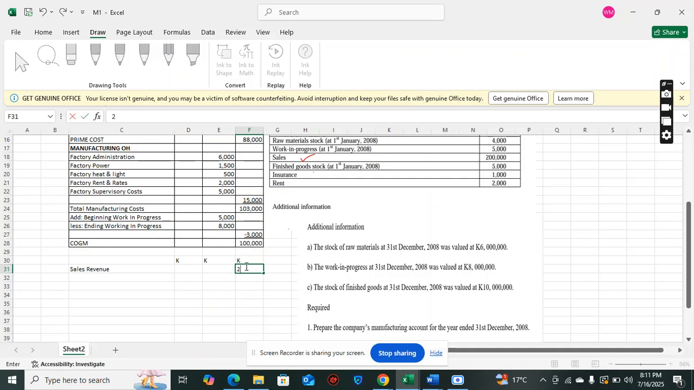So sales revenue 200,000. If there's any sales return inwards, we would have put this sales revenue in the middle here and subtracted the return inwards. But we don't have any return inwards. The next item, the opening stock of the finished goods. Here in the trading account, we're looking at the finished goods, so we get the opening stock of finished goods.